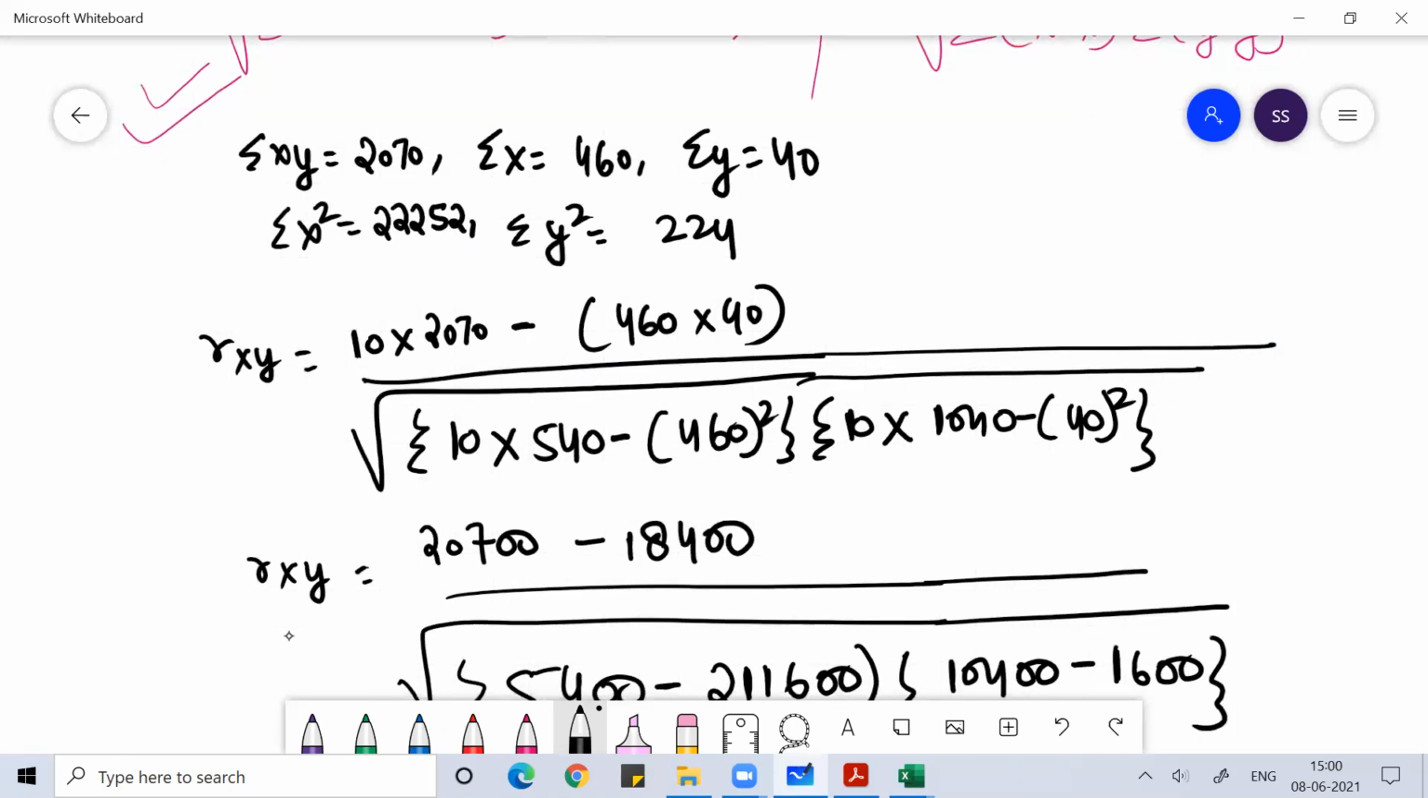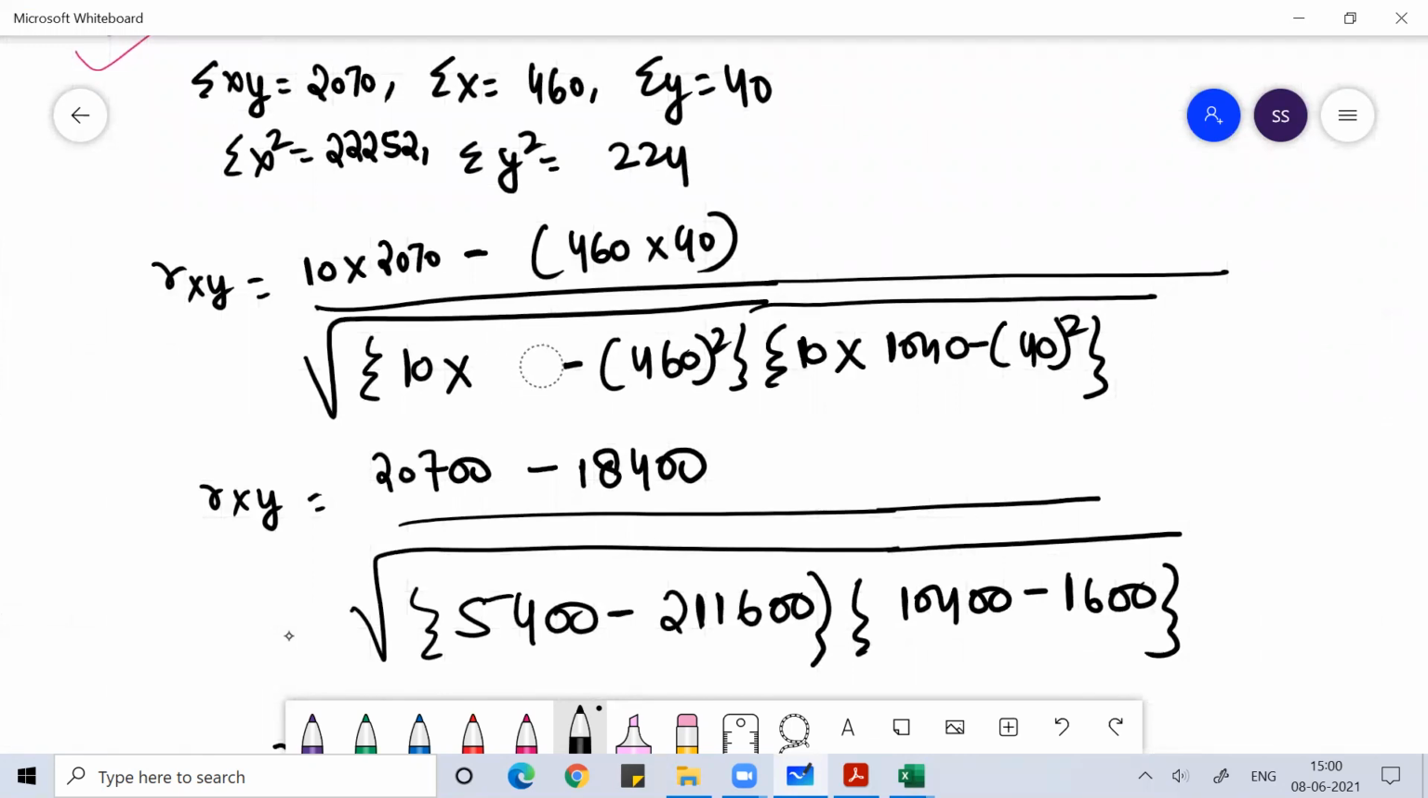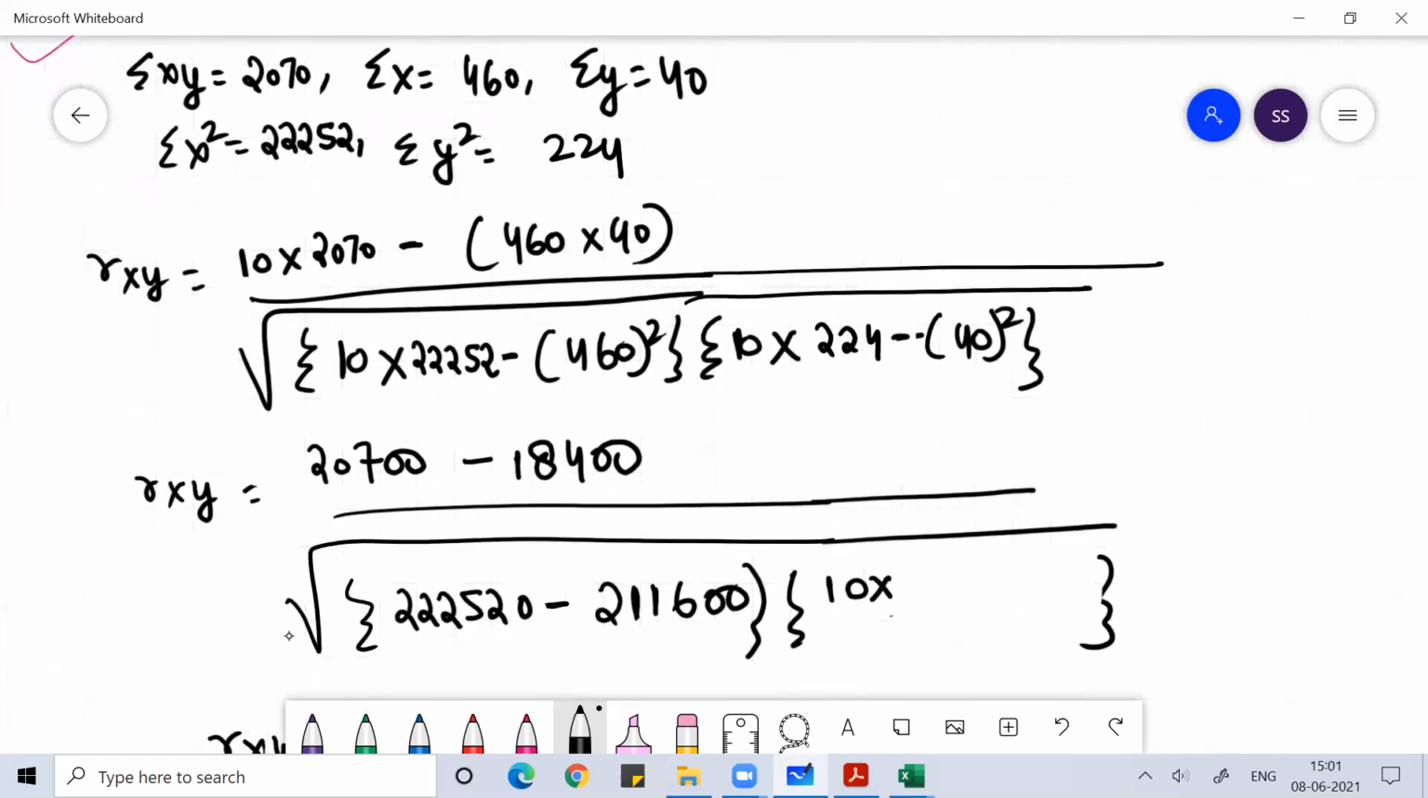So n summation of xy minus summation of x into summation of y. N summation of x square, this is 22252, so this will be 22250. And this n summation of x square minus summation of x whole square, n summation of y square, n is 10, summation of y square is 224 minus sum of y whole square, 40 square, that will be 2240 minus 1600. Clear everyone?